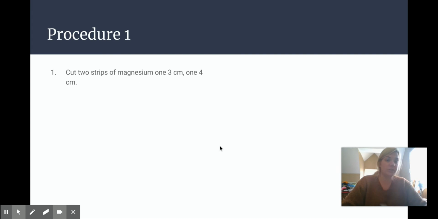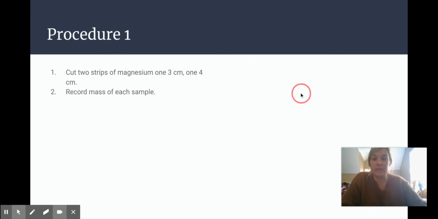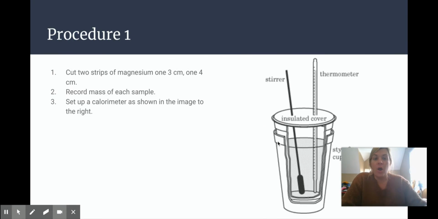Okay, so this is the first procedure. First procedure is you're going to take a solid magnesium and you're going to cut it into two different pieces, because we're going to do two different reactions. We're going to have one that's 3 centimeters, one that's 4 centimeters, and then we're going to record the mass of each of those samples, right? Because we need to figure out how much energy is being released.